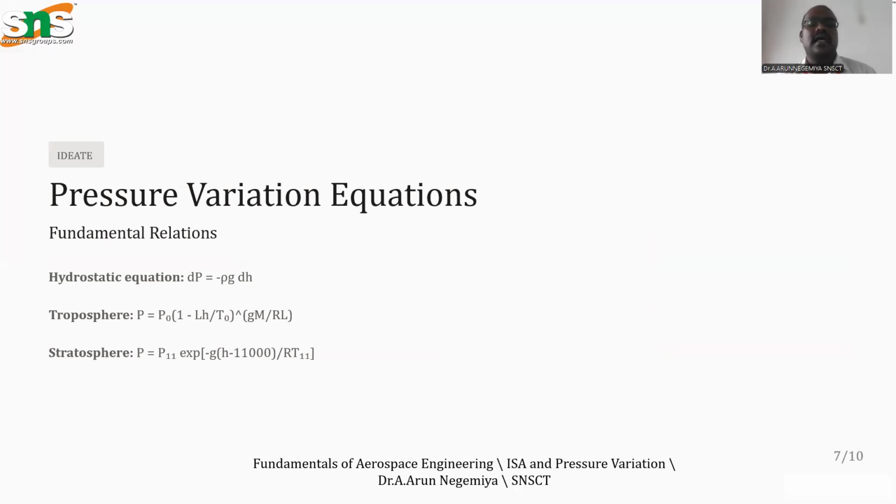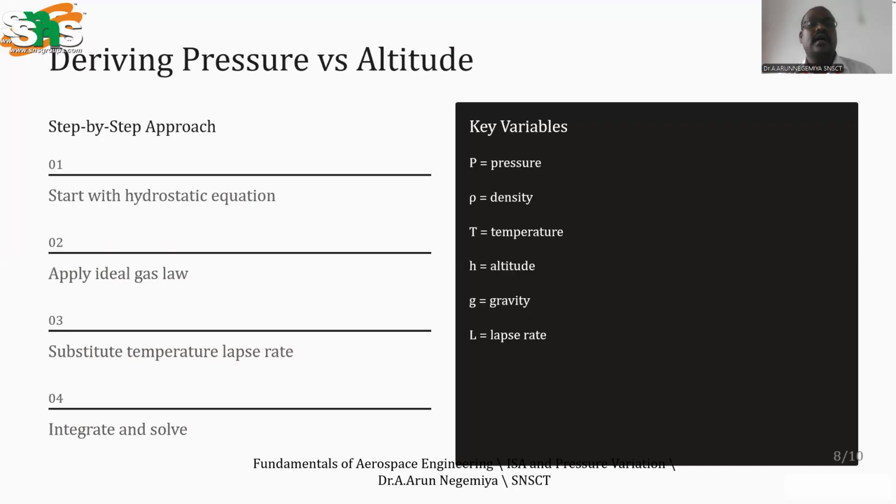And for pressure variation, these are the fundamental equations. For example, the hydrostatic equation dP equals minus rho g dH, and in the troposphere P equals P naught into (1 minus LH by T naught). These are all the pressure variation equations.